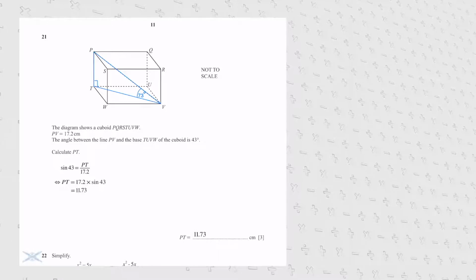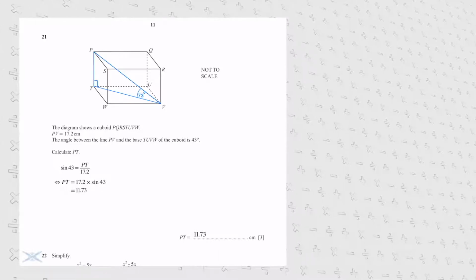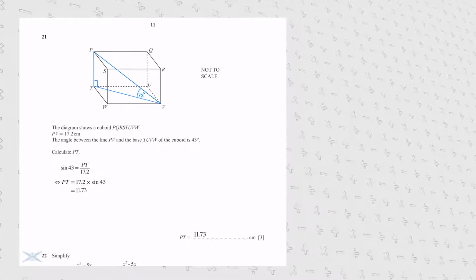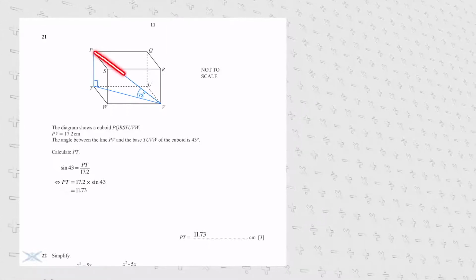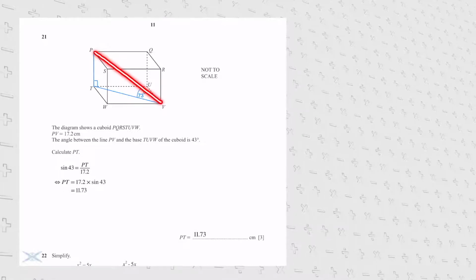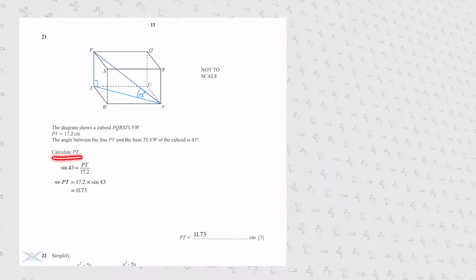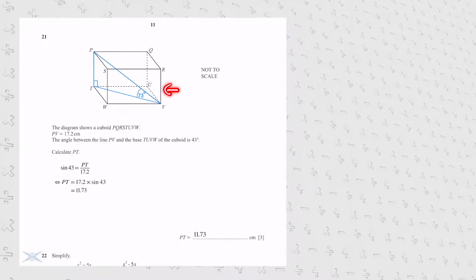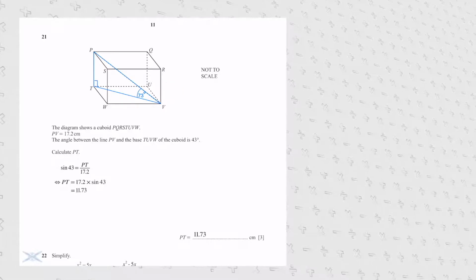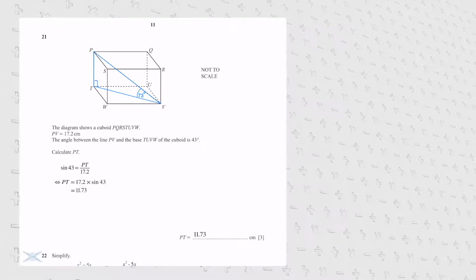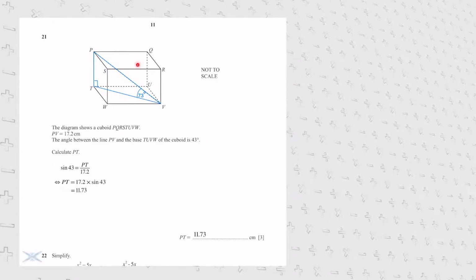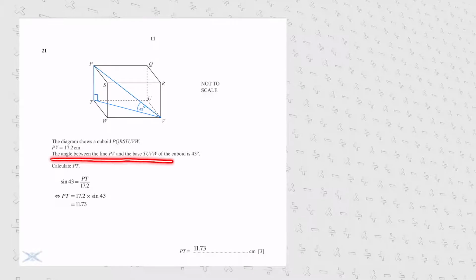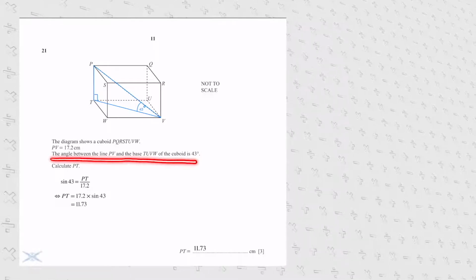This diagram shows us a cuboid PQRSTUVW, whereby the length of PV is 17.2 centimeters. PV in this case represents the space diagonal of this cuboid, and we are required to calculate the distance PT. The easiest way to do this is by employing the right-angled triangle that I have written into this cuboid, whereby our space diagonal represents the hypotenuse of that triangle. Furthermore, we know that the angle between the line PV and the base TUVW of the cuboid is 43 degrees.